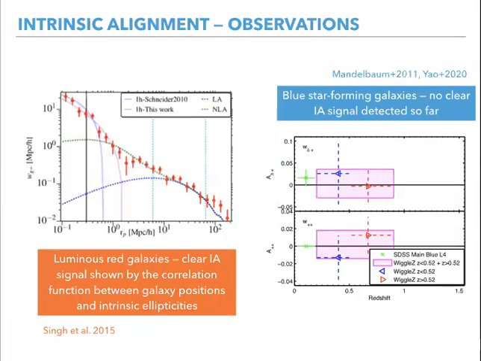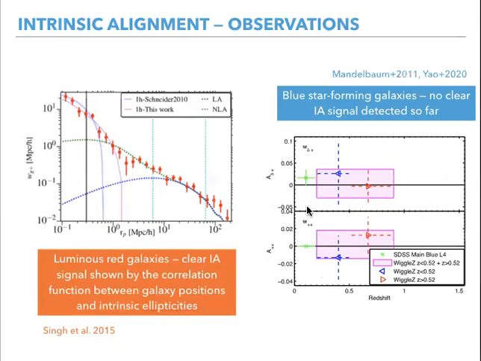Those two models are found to match the observation rather well at large scales. For example, this is the measurement done in Sloan luminous red galaxies. For large scales, you can see that the linear alignment model works very well. If we go to slightly smaller scales, the nonlinear alignment model works well as well.